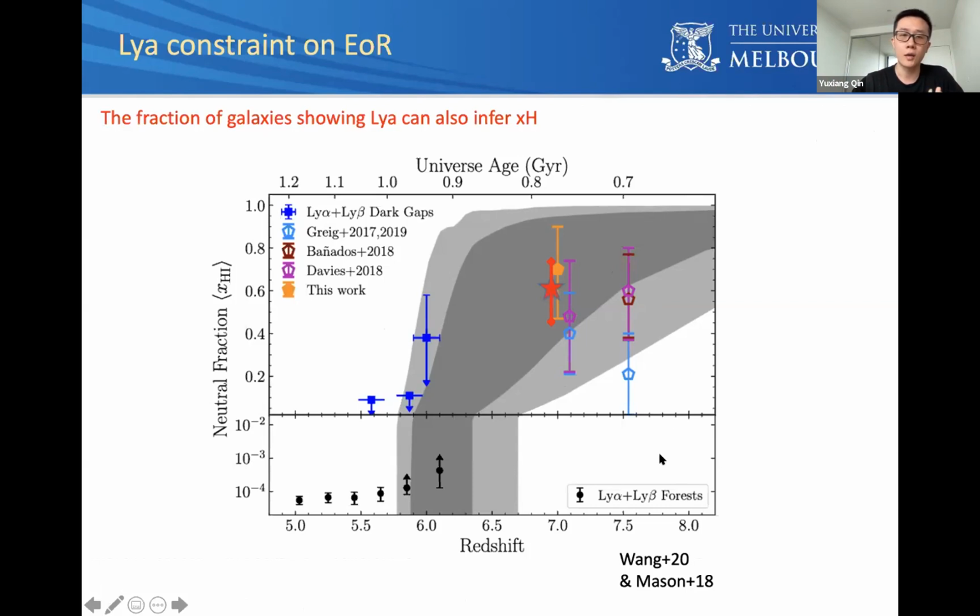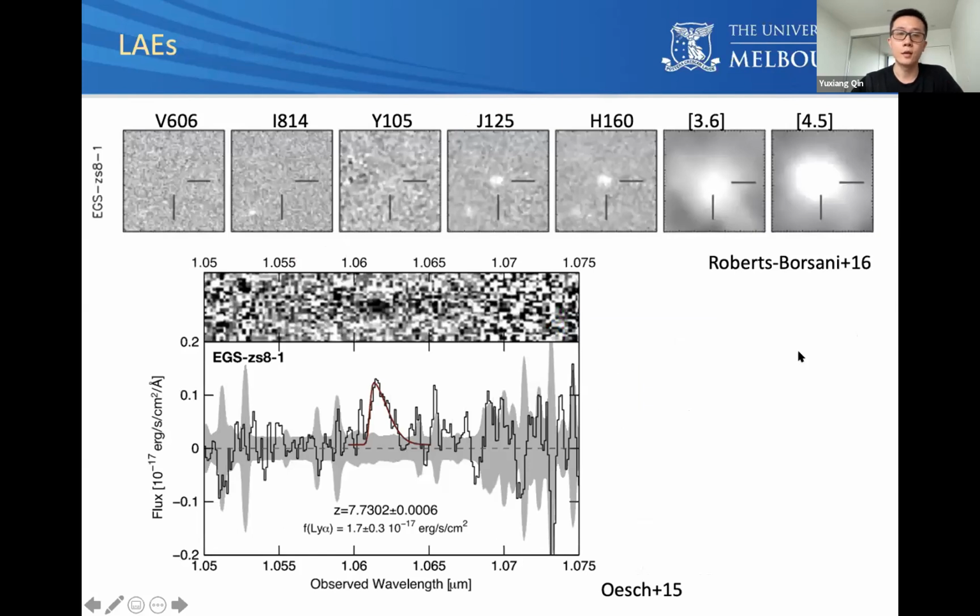As demonstrated by Mason et al. 2018, even the fraction of galaxies that present Lyman alpha can also infer the neutral hydrogen fraction. So basically, at high redshift, we use color selections to select Lyman break galaxies. So you see nothing in the blue band, but you can see the galaxy in the infrared band. And then you follow up with spectroscopy, and then you can confirm the Lyman alpha emission.